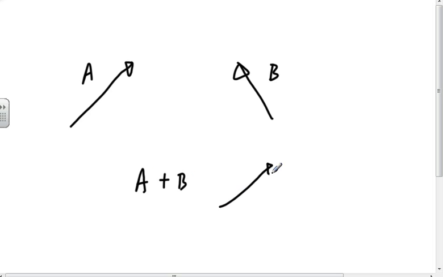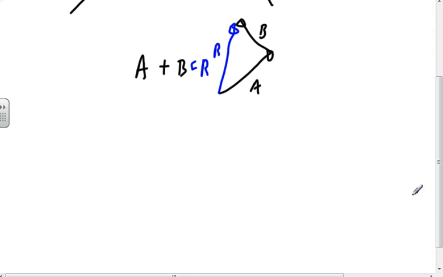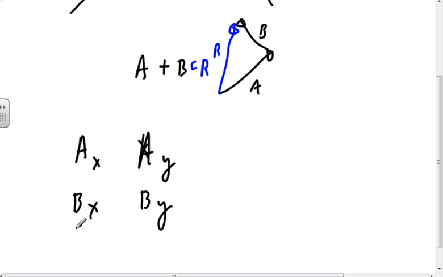So I can go A, and then I can go B, and then I can have some resultant R. So A plus B is equal to R. I can also say that A has an X component and a Y component, and that B has an X component and a Y component. I can add those up and get the resultant in the X direction and the resultant in the Y direction.